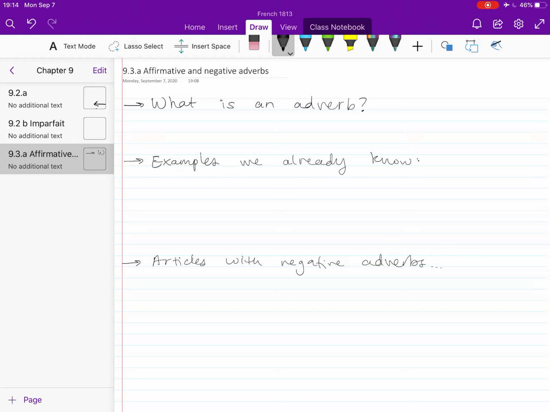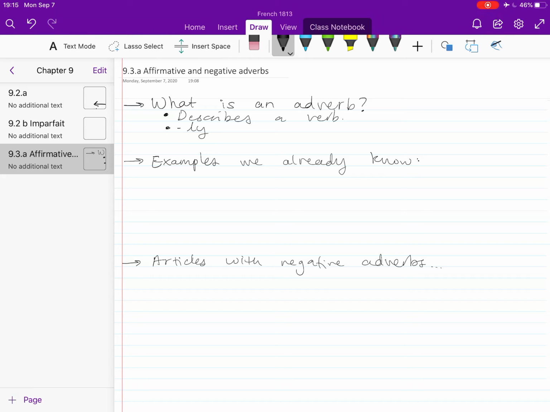Hi everyone, we're going to talk about Chapter 9, the third lesson, and it is about using affirmative and negative adverbs. So first I just want to review what an adverb even is. An adverb is a word that describes a verb, okay? So typically, here, let me write that down. Describes a verb.